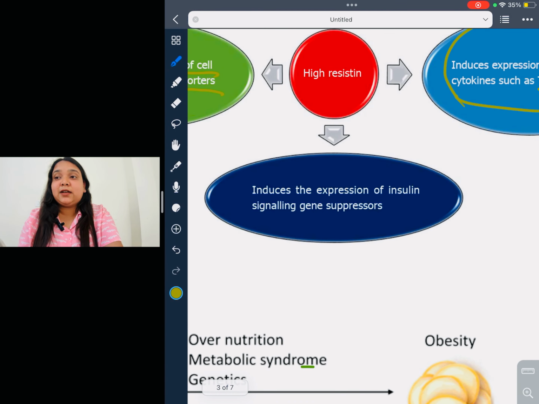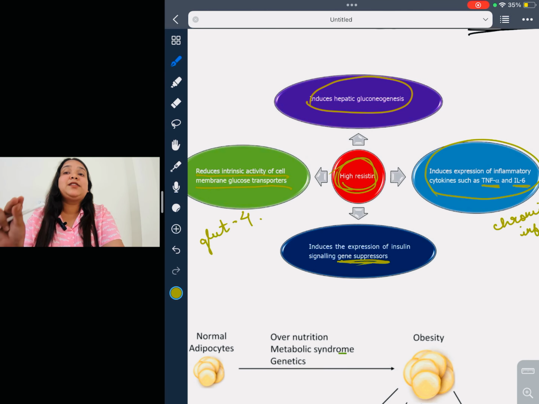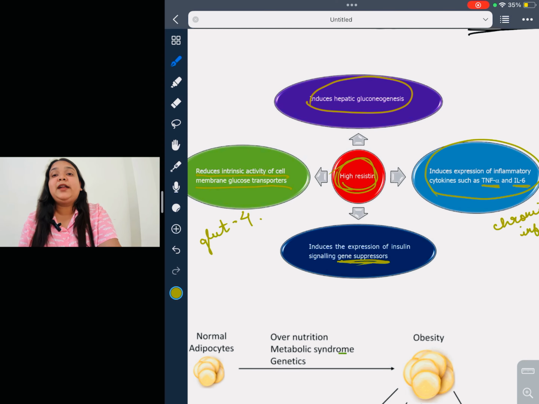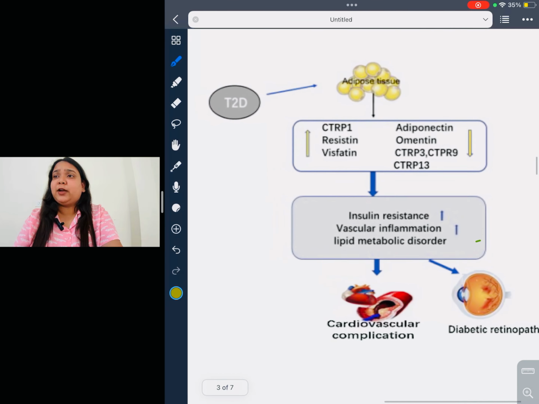So it decreases the activity of these glucose transporters. One more thing it does is that we have certain genes which decrease the level of insulin. Now this high resistin increases the activity of these gene suppressors which decrease the activity of insulin. So these are the four things which a high resistin hormone can actually do, which can further lead to increased level of glucose in a patient, and the patient will finally end up with diabetes type 2.